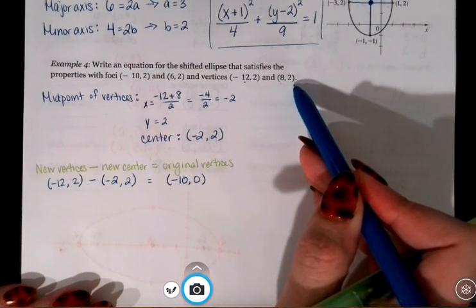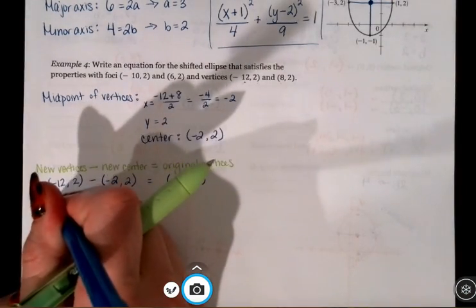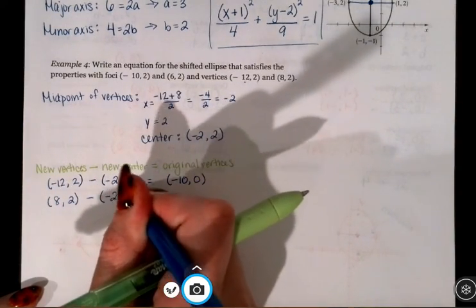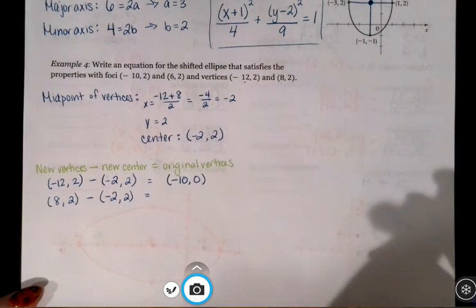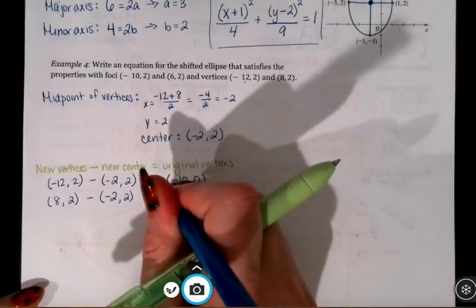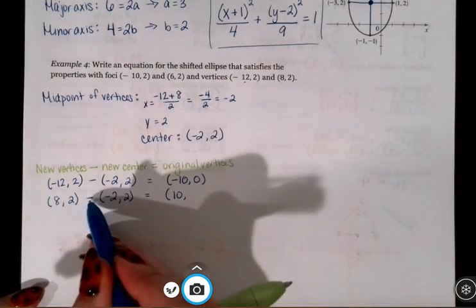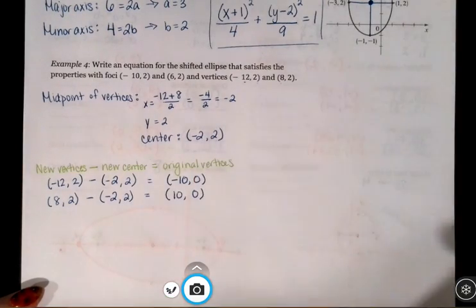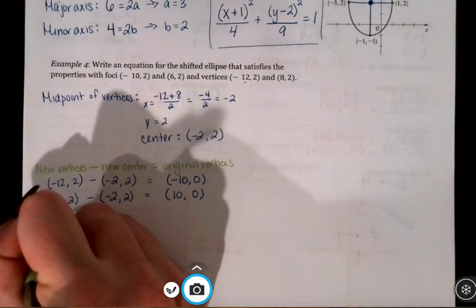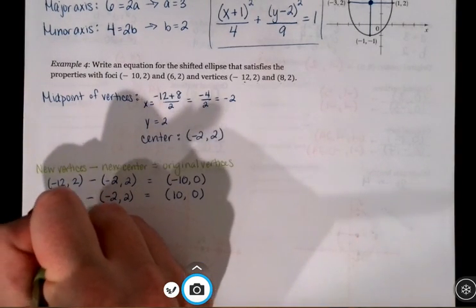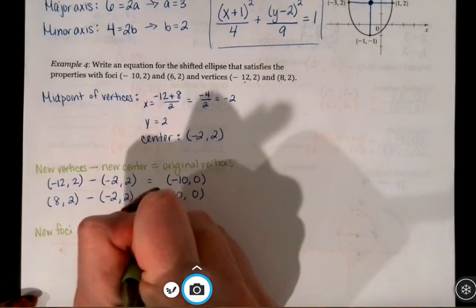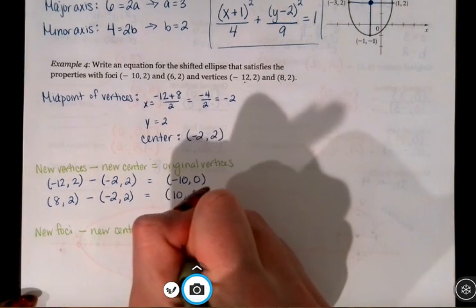My other vertex is 8, 2, so I have to do that one as well. So 8, 2 minus our new center is going to equal our original vertices. So for my x's, I have 8 minus a negative 2, which is a positive 10, and then 2 minus 2, which is 0. So we have our original vertices. Now we're going to find our original foci. So our new foci, and we're going to subtract our new center to get our original foci.